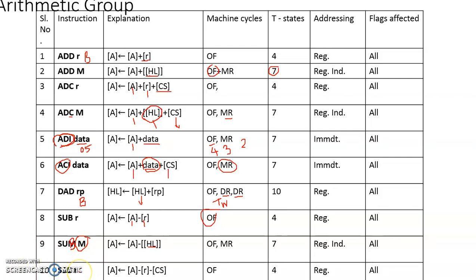Now SBB R. Generally, a carry occurring in addition is often referred to as carry, that is the place value going to the next higher significant bit.